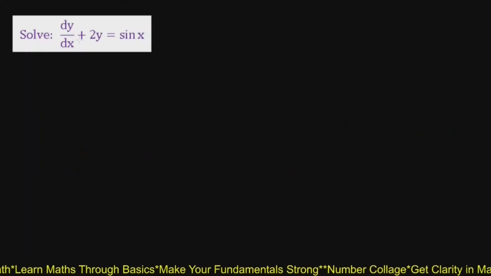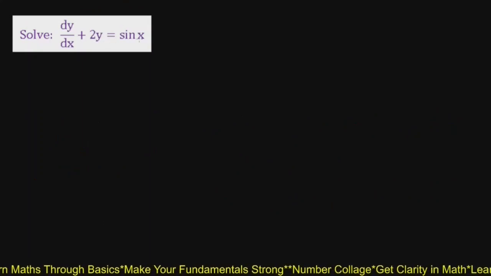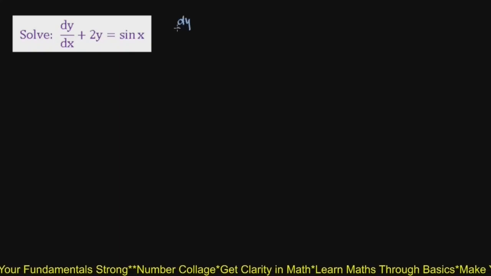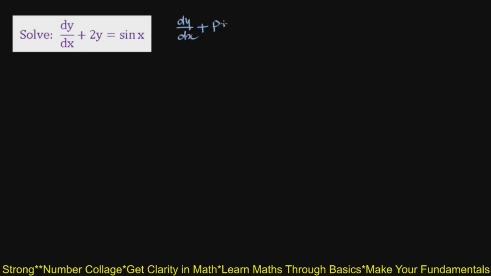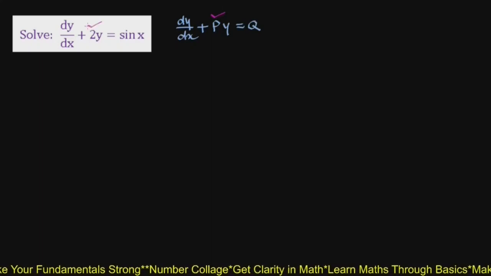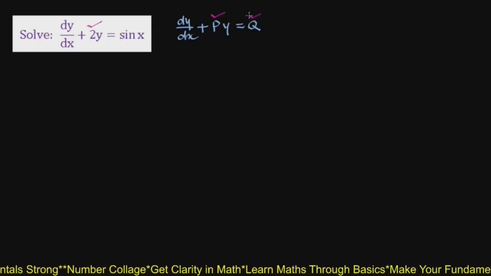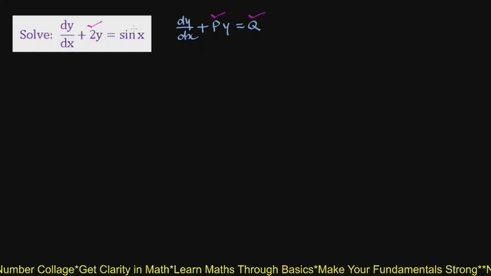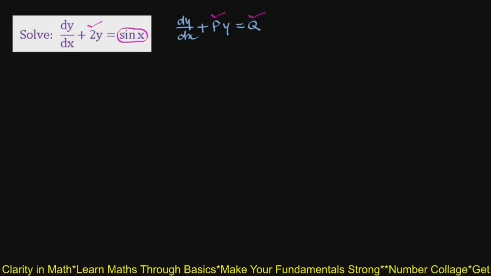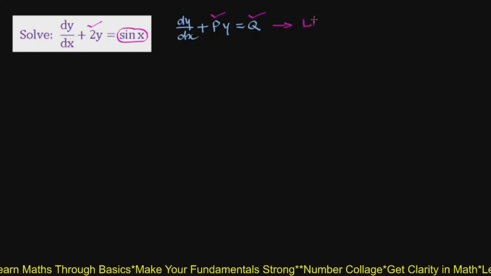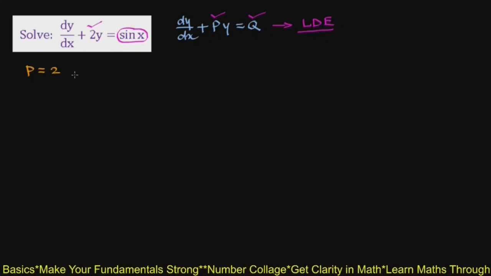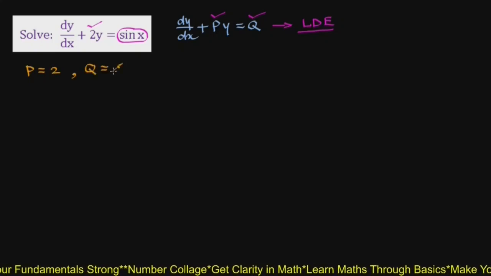Solve dy by dx plus 2y equals sin x. If we compare this equation with dy by dx plus py equals q, where p is either a constant or a function of x and q is a function of x only, which is sin x here, therefore, this is a linear differential equation. So in this differential equation, p is constant 2 and q is a function of x, sin x.